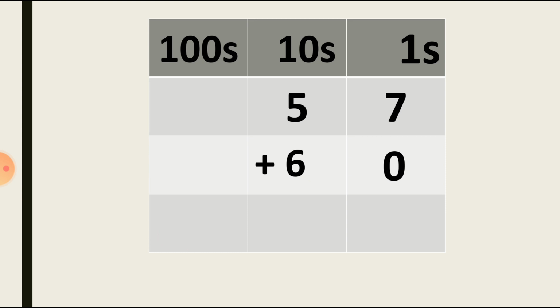Here the next sum is 7 plus 0. This sum is for your better understanding, students. 7 plus 0 is equal to 7. So we can write 7 under the ones column. You can see this. Now let's move to the tens column. Here is 5 plus 6. So students, 5 plus 6 is equal to 11.